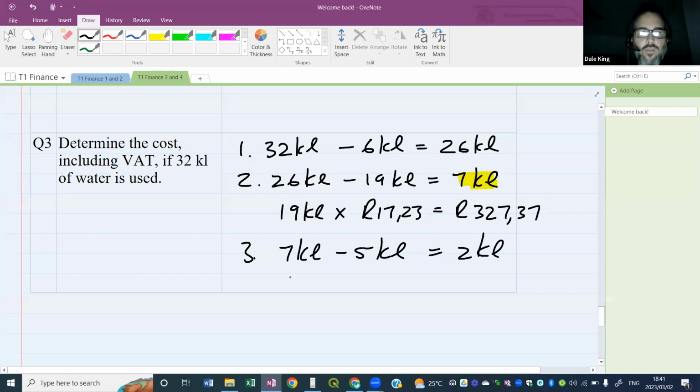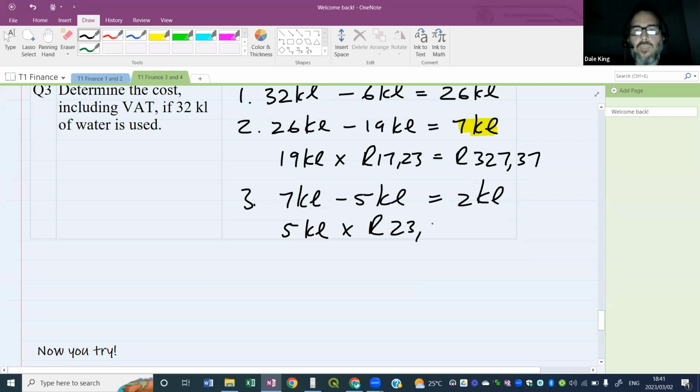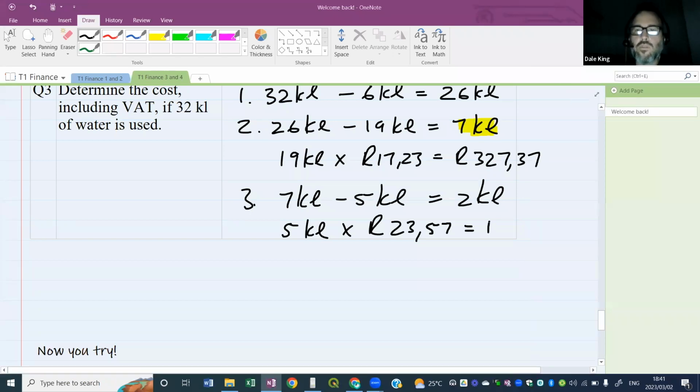And these 5 must get charged at the third tier rate, which is 23 Rand. Let me check again, and 57. All right, let's do that calculation. So 5 times 23 Rand and 57. And that gives us 117 Rand 85. 117 Rand 85. All right, we're not done yet though.